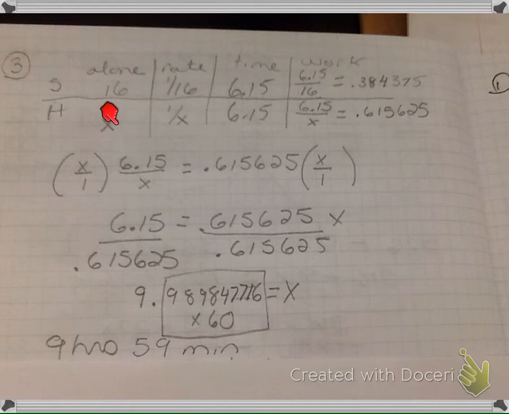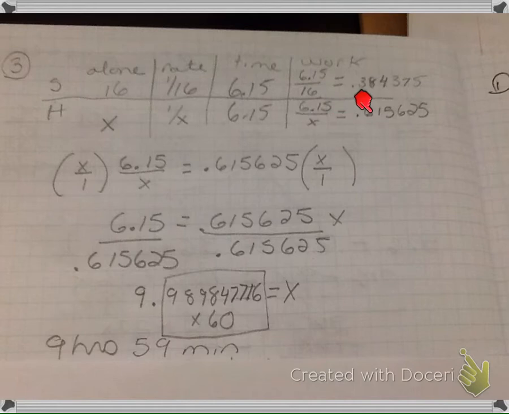All right, so now I'm coming down to Heather. Heather's alone time is unknown, so x, which means her rate is 1 over x. We already know how much time it takes them to do it together. And so now if I multiply her time together for her rate, I get 6.15 over x.